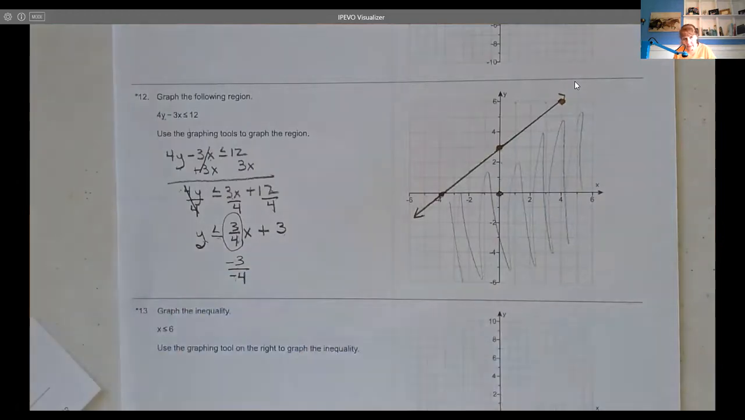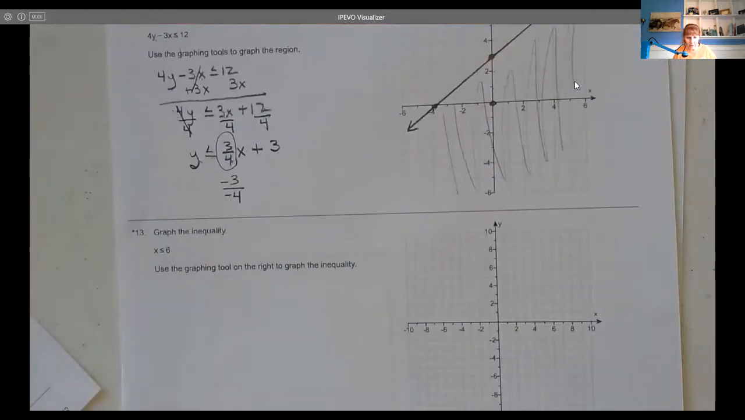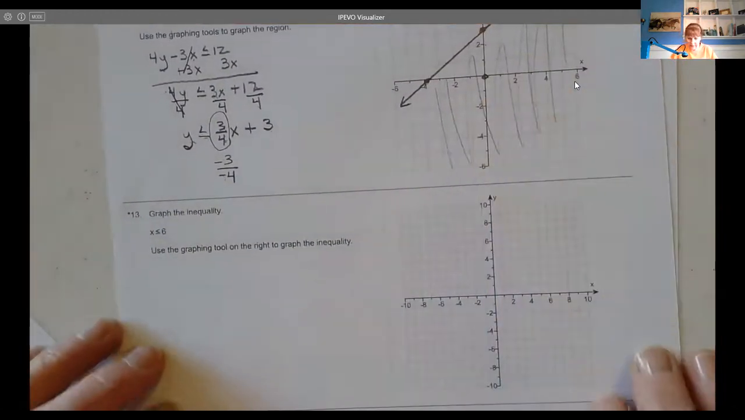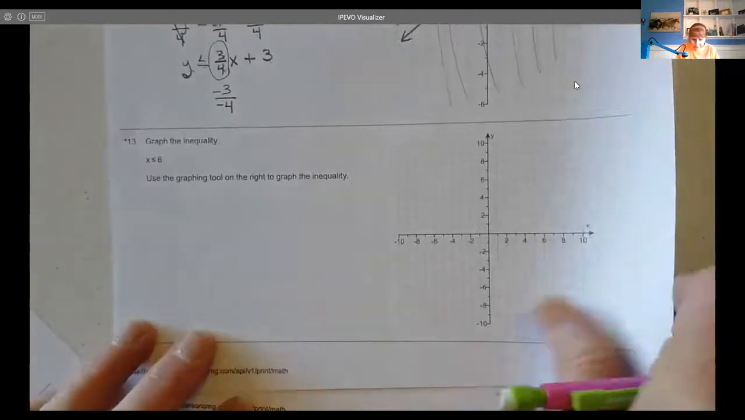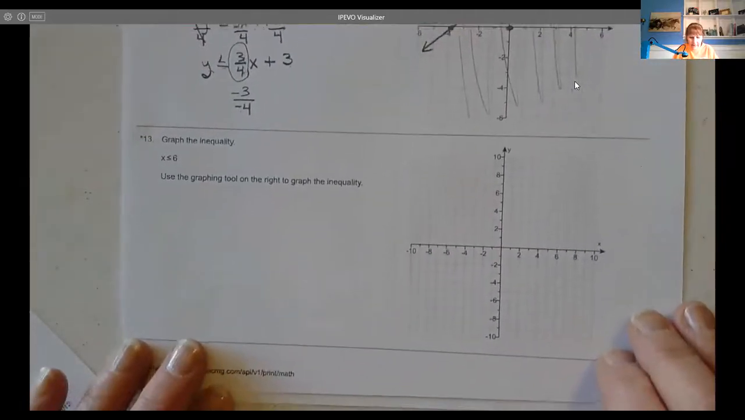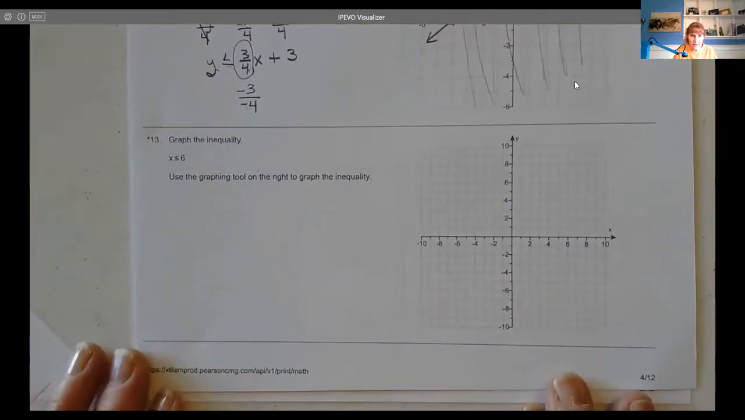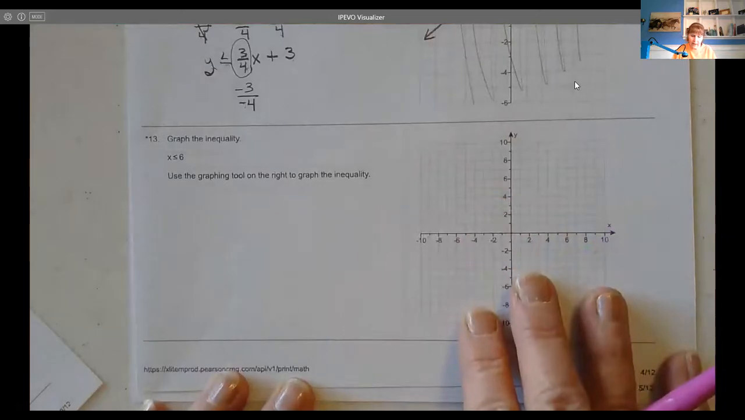But there's a couple of special cases that I wanted to talk about, and then we're going to look at Pearson and how to do the shading and the dashed line with Pearson. What happens if I have x is less than 6 on here? How do you graph that?